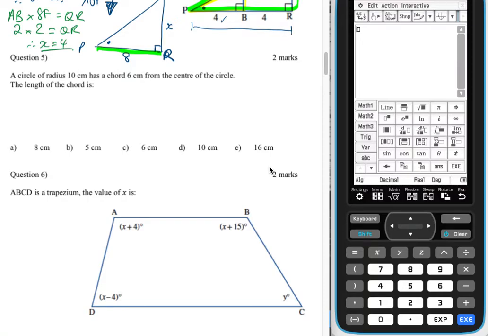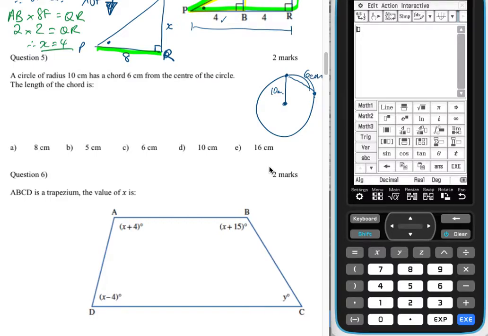Now for question 5, we've got a circle of radius 10. Okay, so let's draw that out. Okay, and we know the radius is 10, like that. It has a chord length of 6 centimeters. Okay, so let's say that there. It's around 6 centimeters.